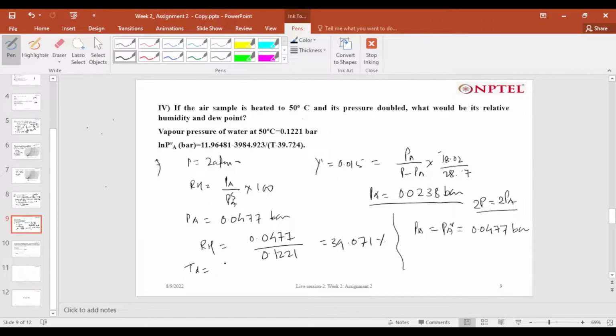Now put the value and solve for the dew point temperature. So I got 305.24 Kelvin, that is 32.04 degrees Celsius. All of you got this one?